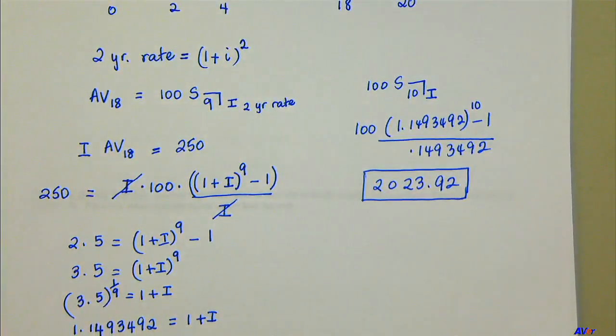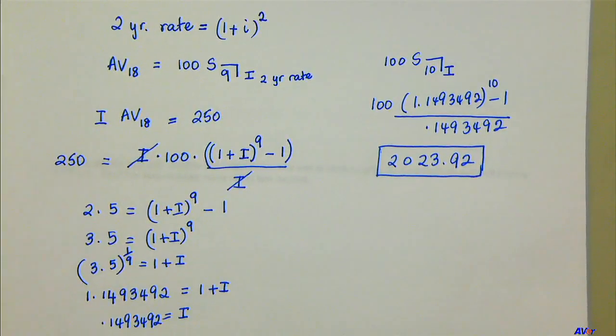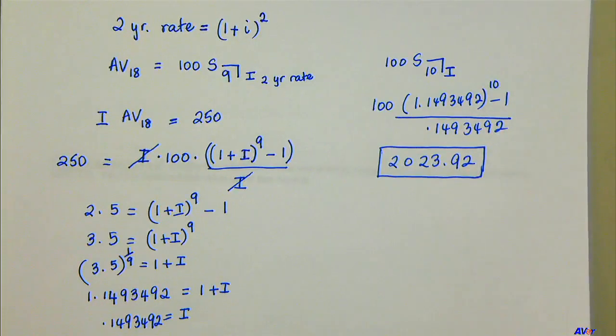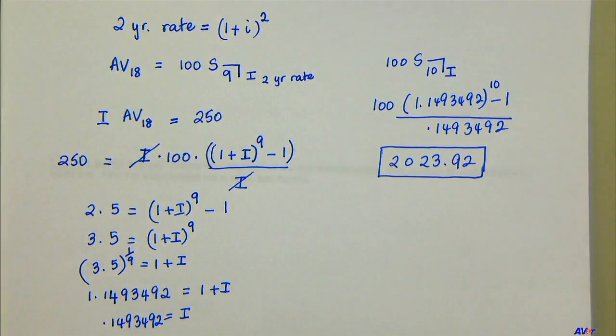Doable. Does it work for you? I only needed to set it equal to the interest to solve for I. Once I know I, it's just S angle 10. Finished at the 2-year rate.